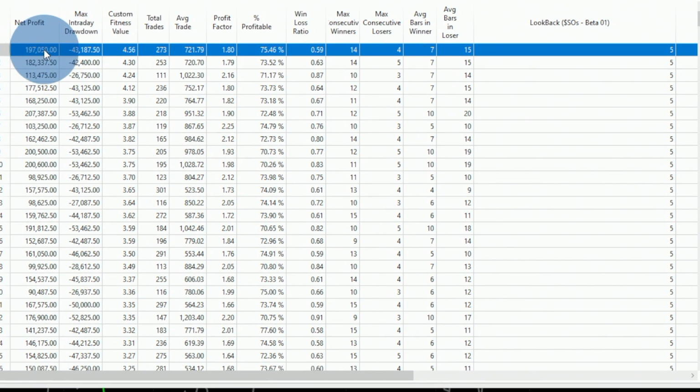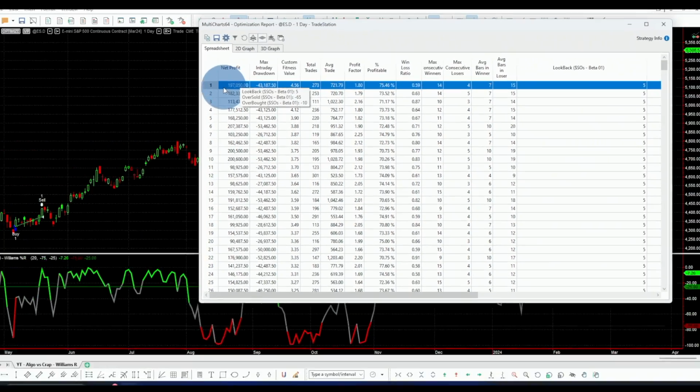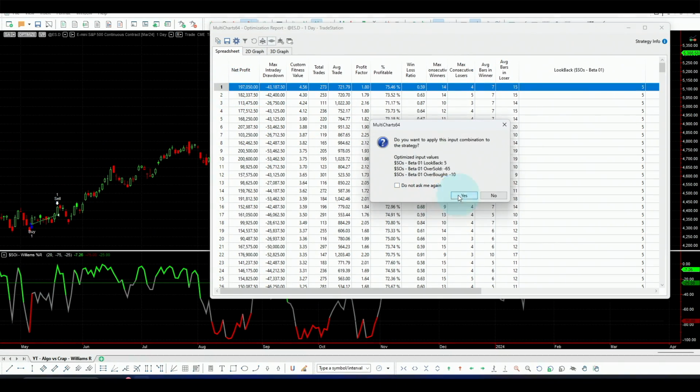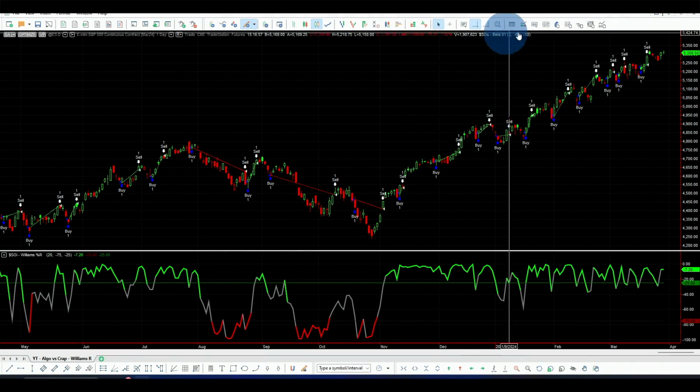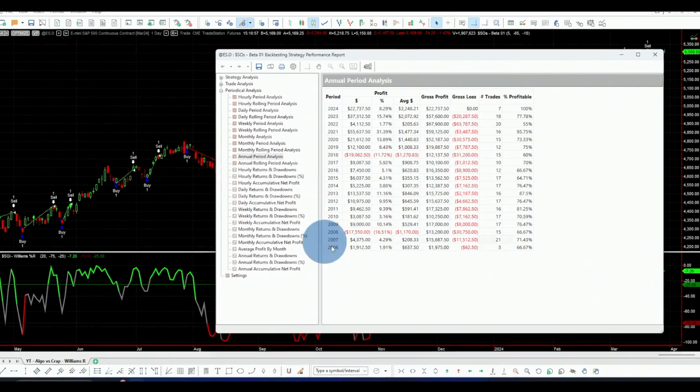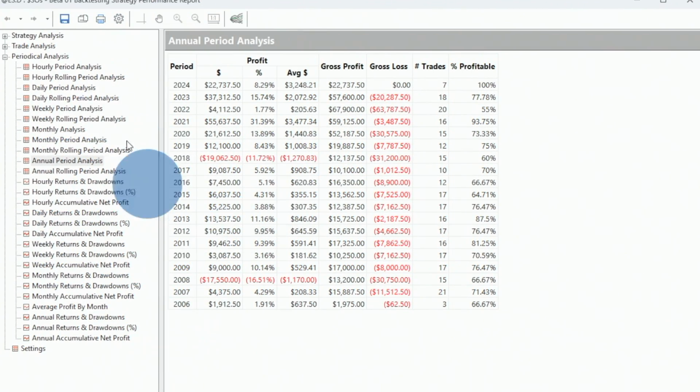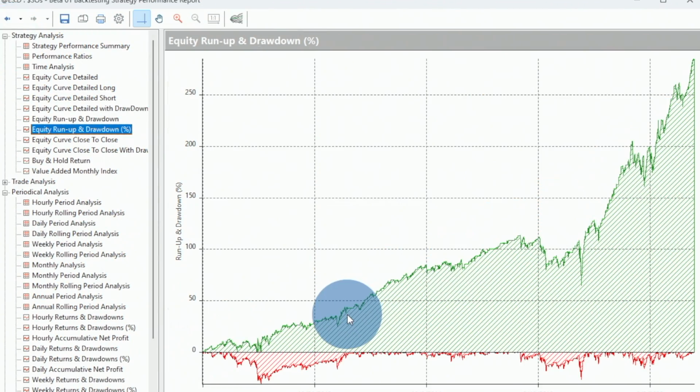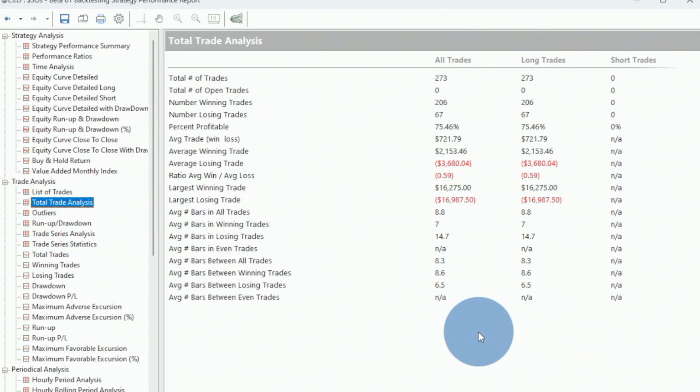So for example, this one, it's average trade 721, 273 trades, but now we're making about 200,000. And if we look at this strategy, this is the periodical return. It's much better than before. The graph, of course, again, is much better, and the trade analysis.